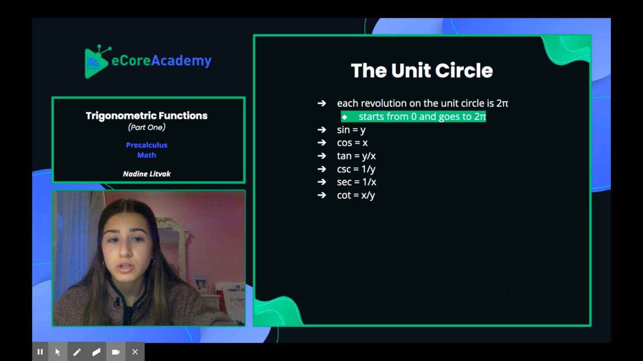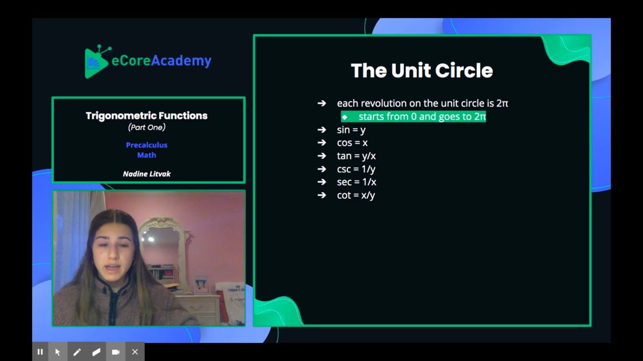So each revolution on the unit circle is 2 pi. It starts from 0 and goes to 2 pi. So if somebody asks you to do 5 revolutions of the unit circle, you would do 5 times 2 pi, so it would be 10 pi. If somebody asked you to do 20 revolutions on the unit circle, it would be 20 times 2 pi, so it would be 40 pi total.